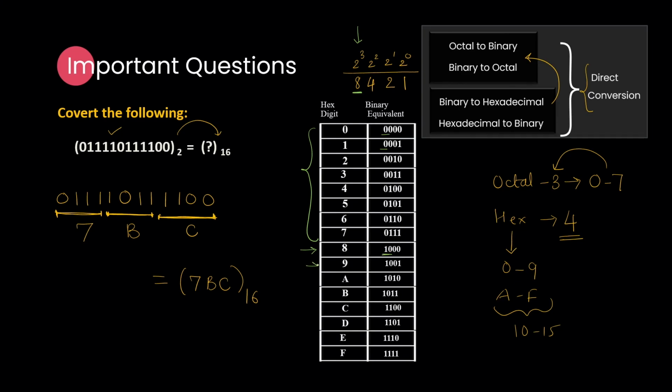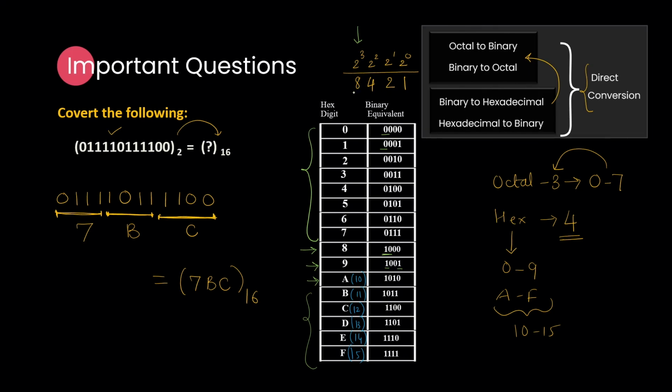Now what about digit 9? 9 we will be getting by adding 8 and 1. So place 1 on that column and the remaining columns will be 0. In the hexadecimal number system, after 9 we have the alphabet A, which represents 10. How will you get 10? 8 plus 2. So place 1 in that column, the remaining will be 0. Following this procedure, you will get the binary numbers for the remaining digits.